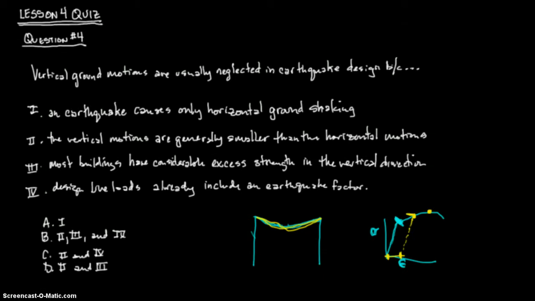I'm going to move on and let's go ahead and answer these questions. Let's see what they have. Option 1: an earthquake causes only horizontal ground shaking. That's incorrect. You also get vertical shaking as well. So that's definitely incorrect. So we go down here. 1 only is incorrect.